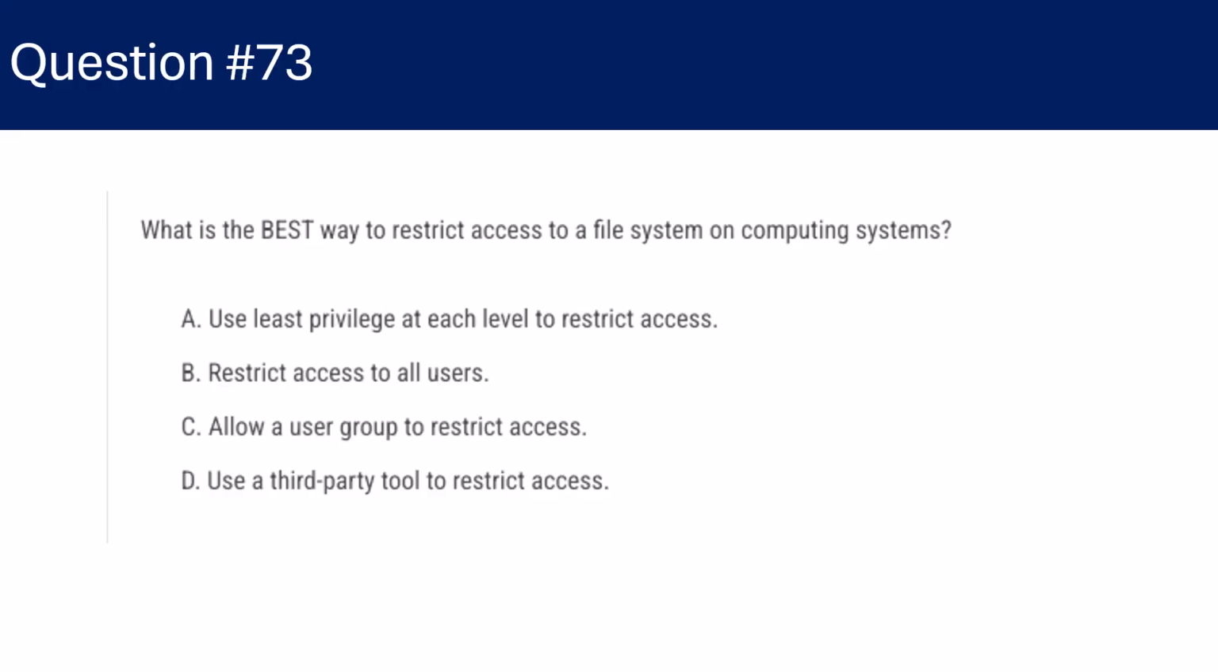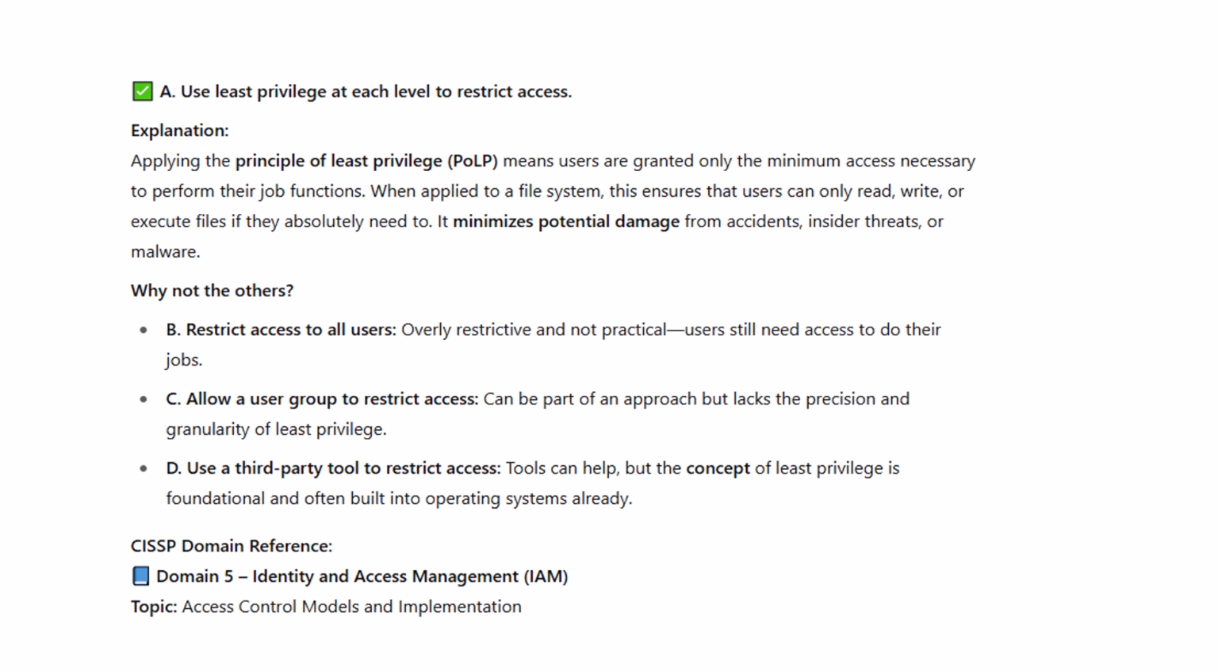Question 73. What is the best way to restrict access to a file system on computer systems? A, use least privilege at each level to restrict access. B, restrict access to all users. C, allow a user group to restrict access. Or D, use a third-party tool to restrict access. The correct answer here is A. Use least privilege at each level to restrict access.